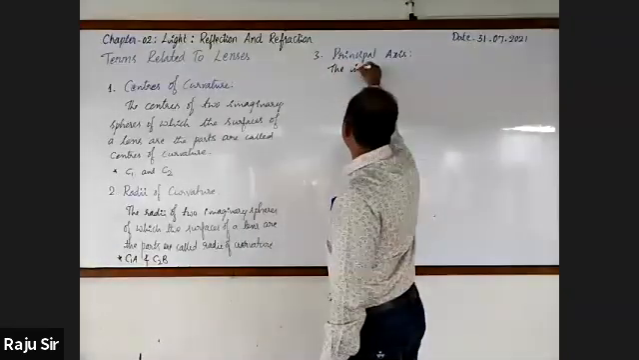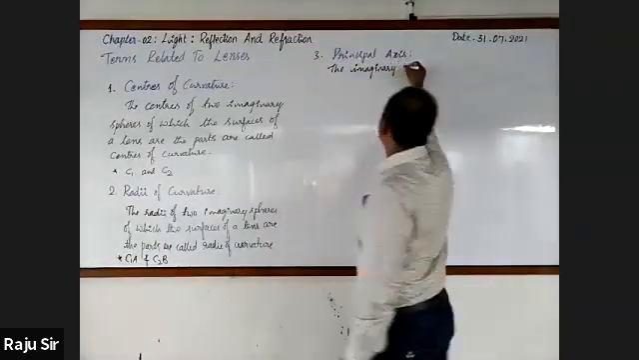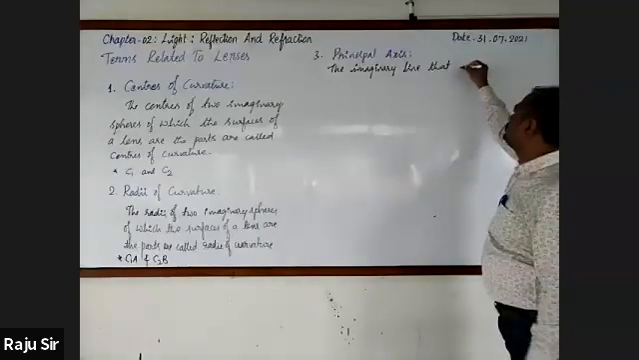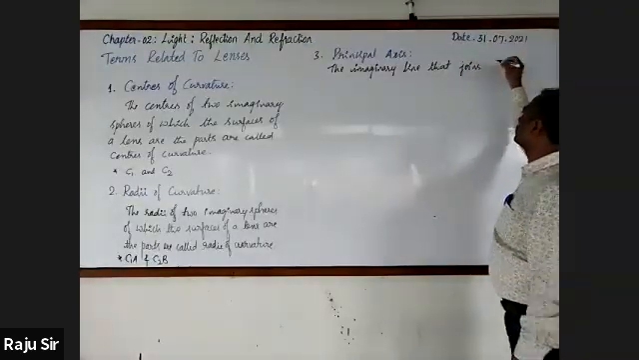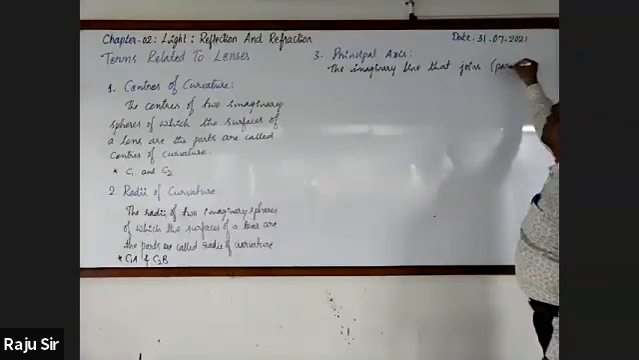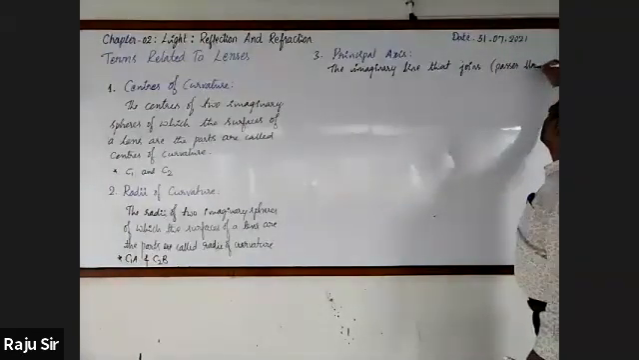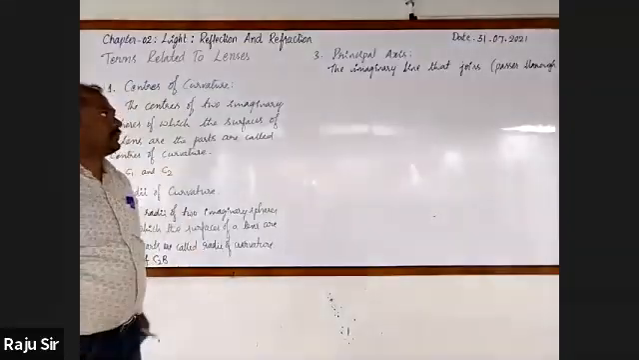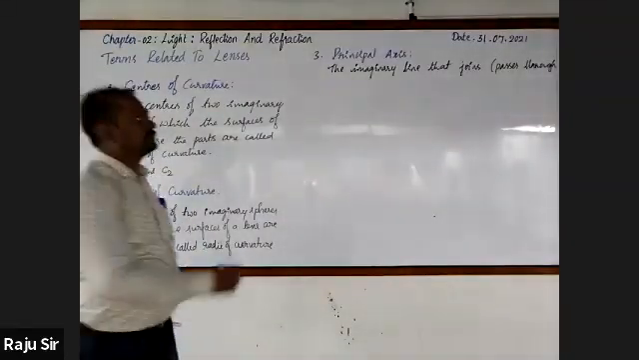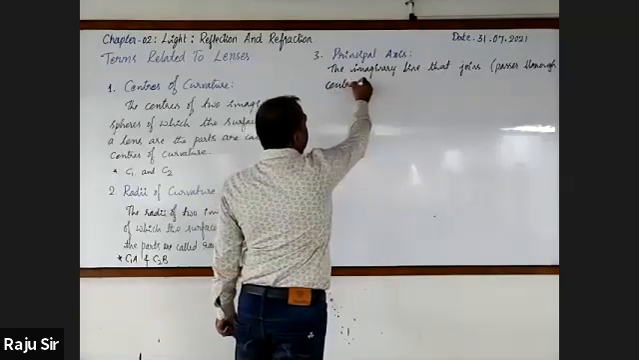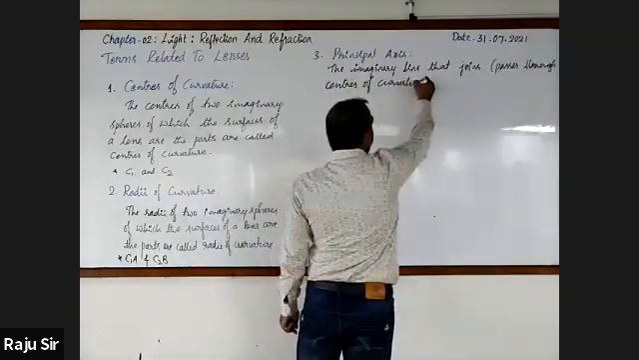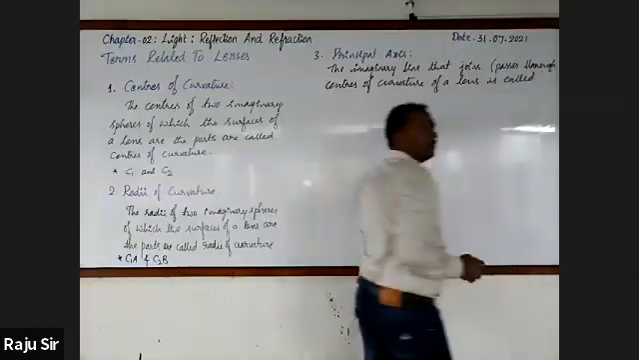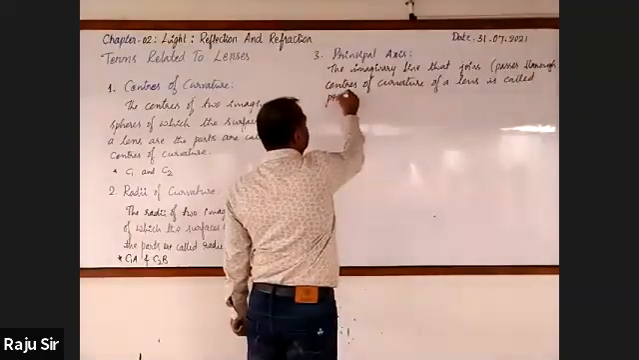The imaginary line that joins the centers of curvature of a lens is called principal axis.